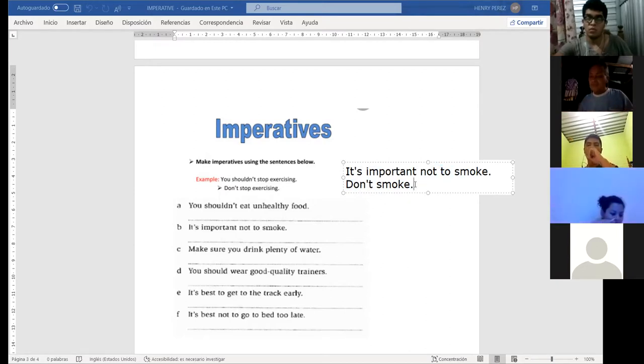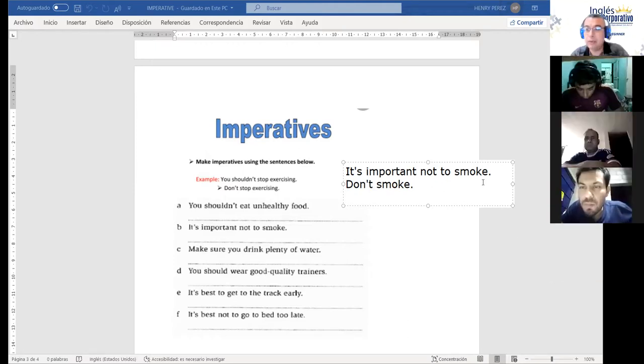Y cuando no hay un negativo, empezamos con qué, Marco? Hello. Cuando no es negativo, ¿cómo empezamos la oración en imperativos?